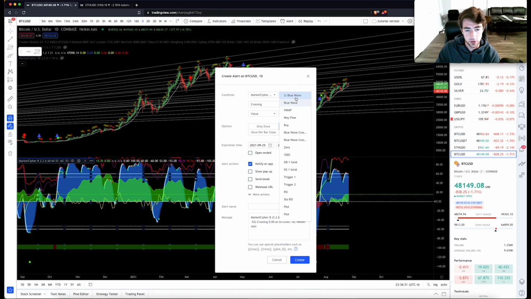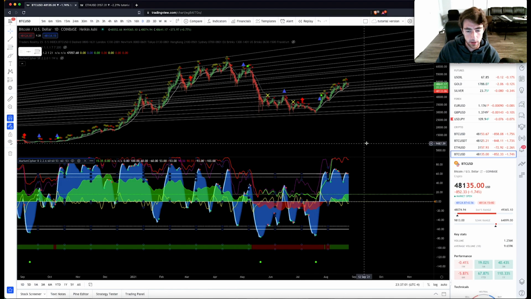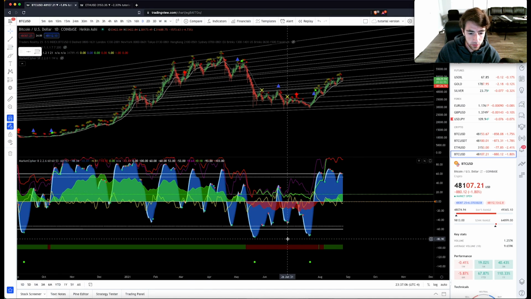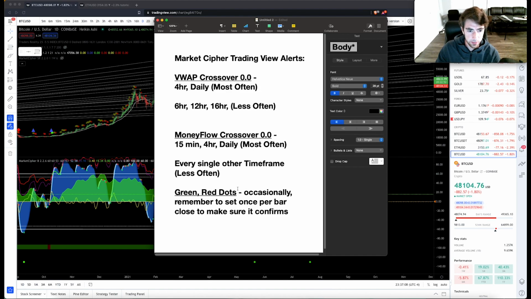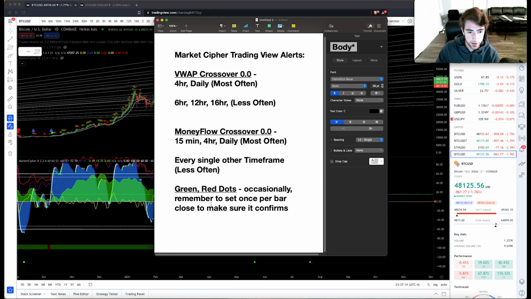Oh, and make sure, sometimes I've hit the wrong thing by accident up here. Important: it's money flow. Red and green is money flow. Okay, create that, continue anyway, and it'll ping you. So those are those two notifications. Pretty simple so far, and those are the main ones I use. Now red and green dots. I normally set these pretty rarely.